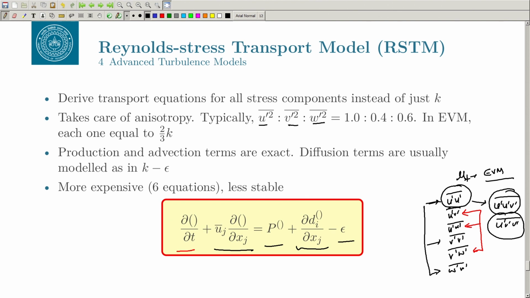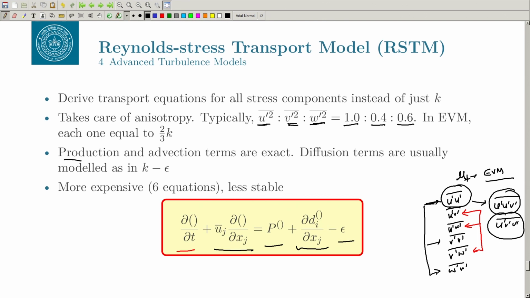Secondly, the anisotropy also, because you are doing this stress term separately. So, we are basically taking care of these terms separately, which is typically in the flow, like if the flow is in x direction, the u prime square will be 1.0, v prime square will be 0.4 and w prime square bar will be equal to 0.6. So, this is how the anisotropy is. So, this stress term takes care of that.